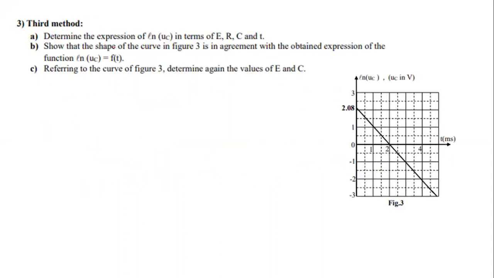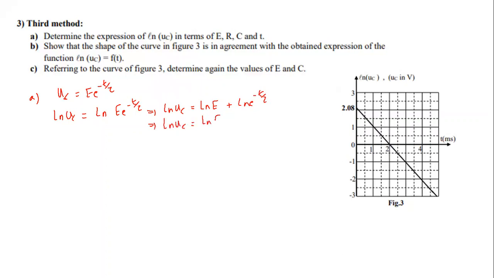Now, third method: determine the expression of ln uc in terms of E, R, C, and t. From the expression of uc, we got uc equals E e to the power minus t over tau, which means ln uc equals ln of E times the exponential. We have ln of a times b equals ln a plus ln b, and this means that ln uc is equal to ln E minus t over tau. So this is the equation.